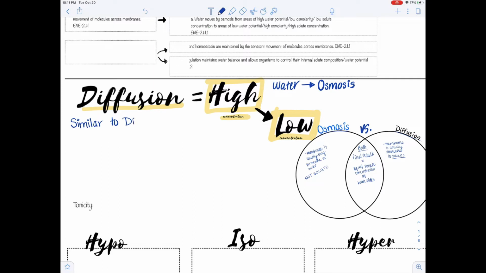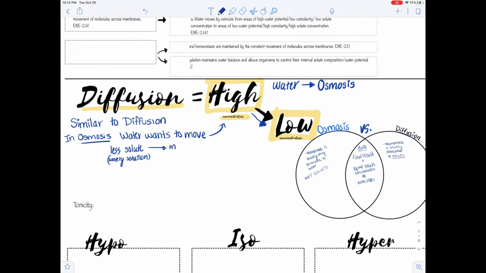Now, similar to diffusion, when we're looking at osmosis, our water is going to want to go from the high concentration to low concentration. So this is very similar. It's going to want to flow from high to low. Now, we want to look at this in terms of our solute. When we have less solute, that means a watery solution, whereas when we have more solute, that's going to be our concentrated solution. So the water is going to flow from less solute to more solute.